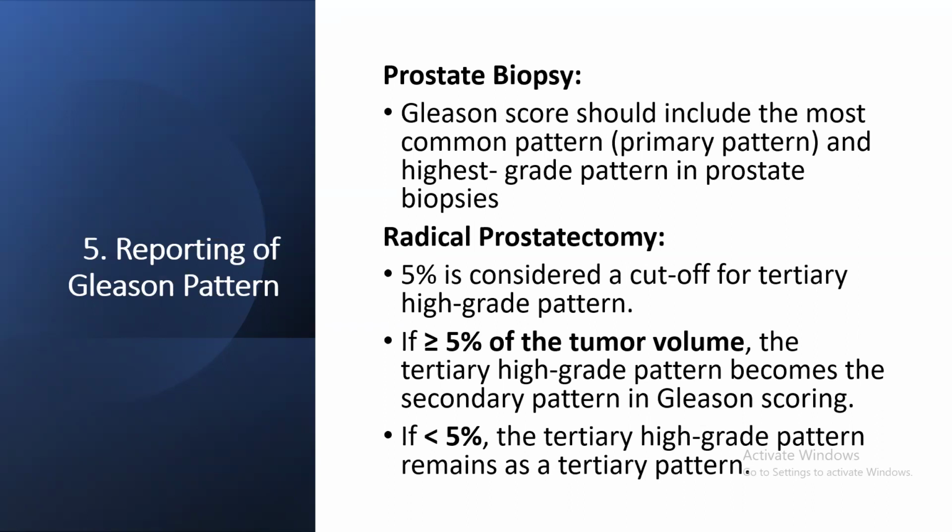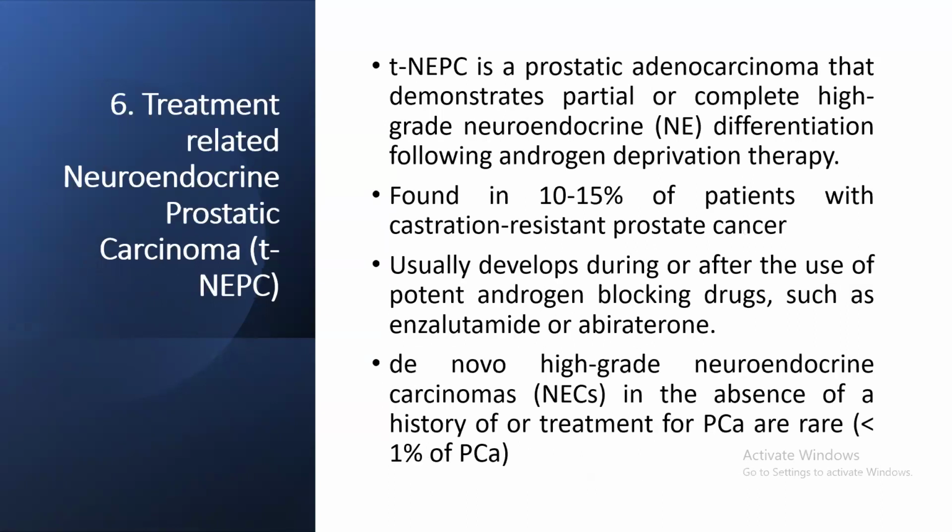Then in the Gleason pattern, we all know we report the most common and the second highest pattern. So the same thing persists in prostate biopsies. In a radical prostatectomy specimen, at least 5% tumor volume should be there for the higher grade. If it is less than 5%, then it has to be the most common and second most common. But if it is more than 5%, then it will be the most common and then the pattern which is more than 5%, so the higher grade. So this is how it has to be reported.